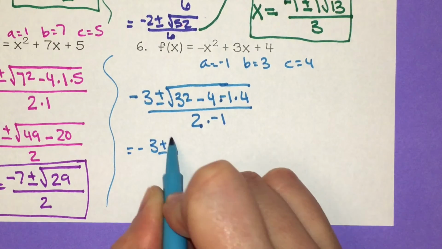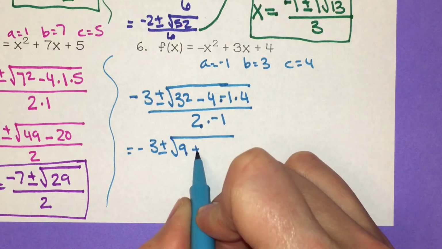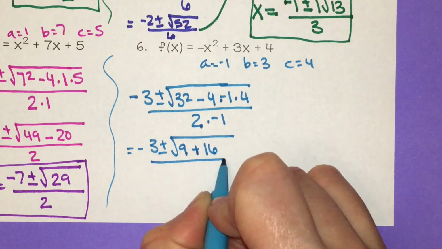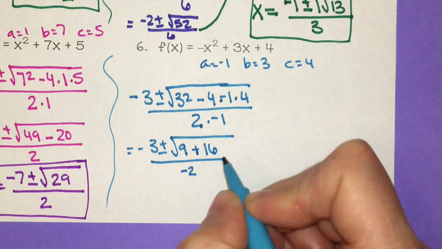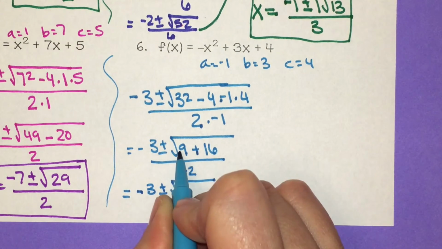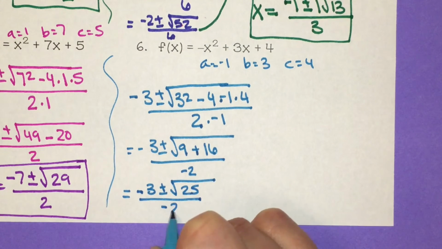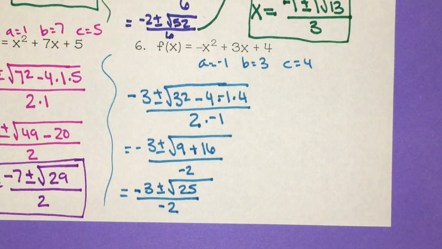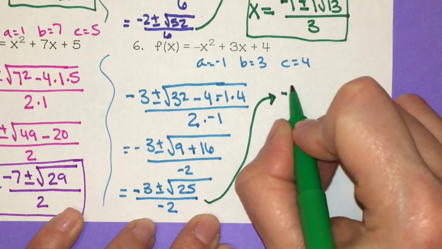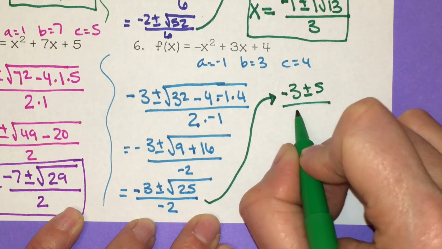-3 plus or minus the square root of 3 squared is 9. A negative times a negative will be a positive. 4 times 1 is 4, times 4 is 16, over 2 times -1 is -2. Simplify this. -3 plus or minus the square root of 9 plus 16 is 25, over -2. Okay, rewrite my problem up here. All right, we have -3 plus or minus square root of 25 is 5 over -2.